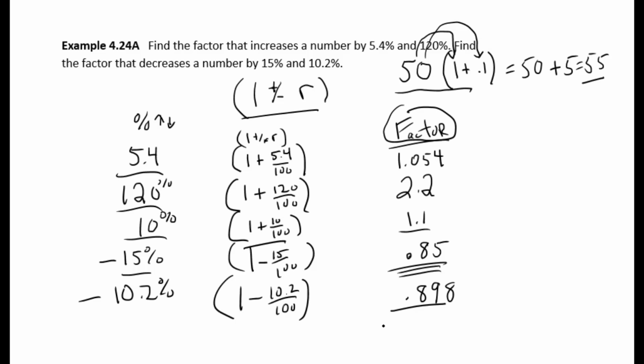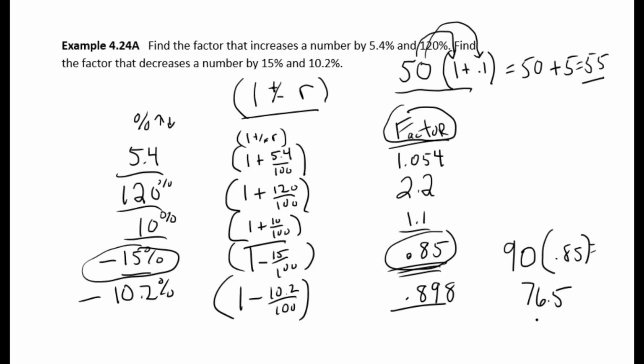Now recall what we're doing here, right? If you want to decrease a number, say take any number, let's take 90, and you want to decrease it by 15%, you would multiply it by the factor 0.85. And I would get 76.5. That's 90 decreased by 15%.